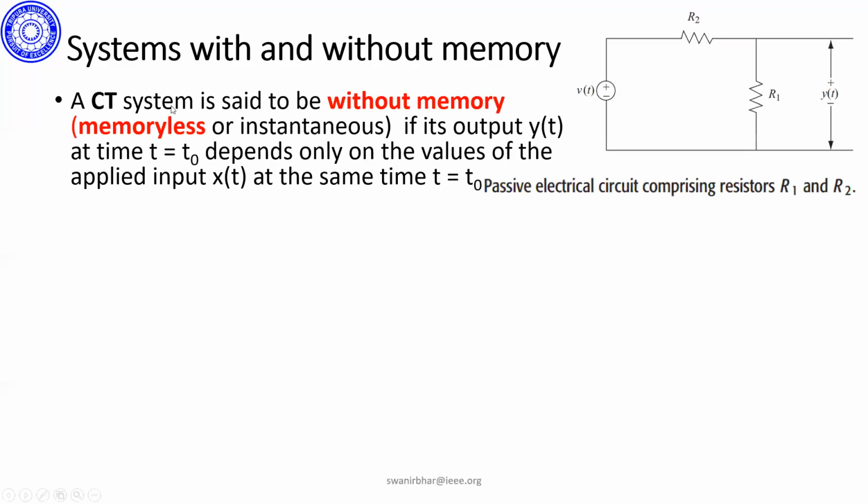A continuous time system is said to be without memory, or memoryless, or instantaneous, or static, if its output y(t) at time t equal to t0 depends only on the value applied for x(t) at t equal to t0. So here you have only resistors. We don't have an inductor or capacitor which stores charge. So this kind of system is without memory. The systems where capacitors or inductors play their part, meaning they store some charge or energy, are said to be with memory.